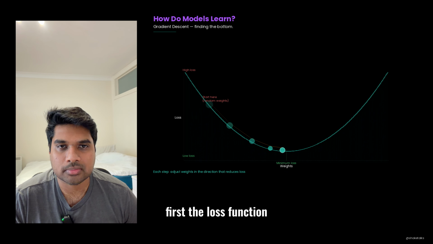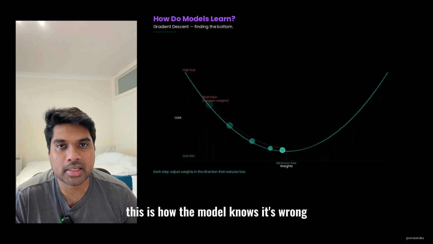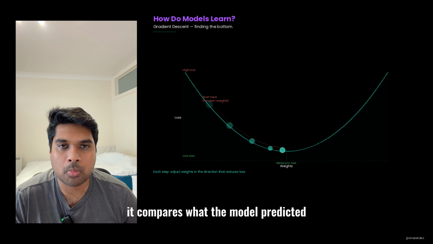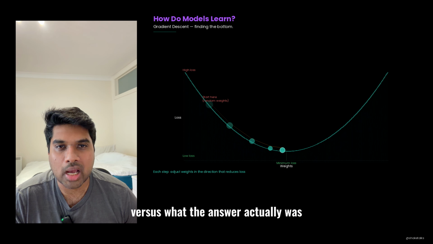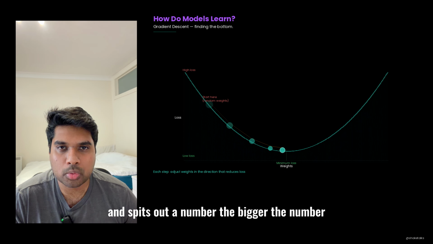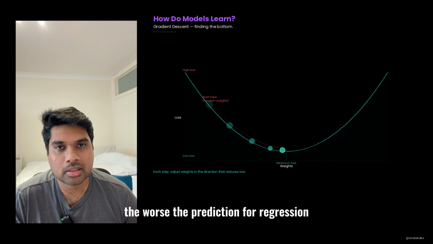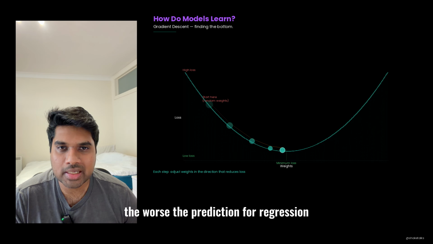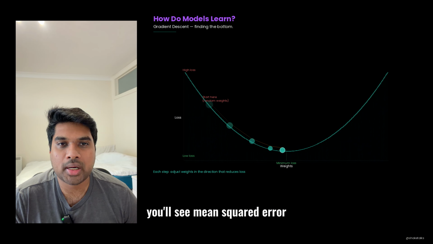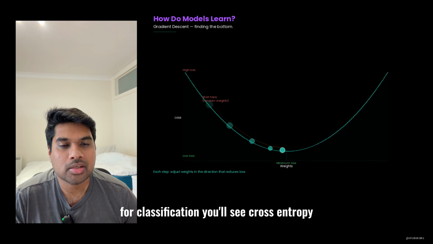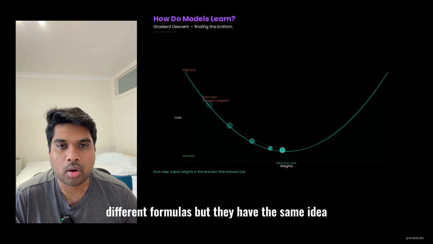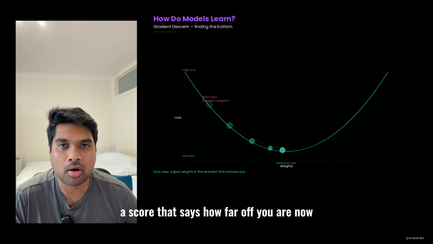First, the loss function. This is how the model knows it's wrong. It compares what the model predicted versus what the answer actually was and spits out a number. The bigger the number, the worse the prediction. For regression, you will see mean squared error. For classification, you will see cross entropy. Different formulas, but they have the same idea, a score that says how far off you are.